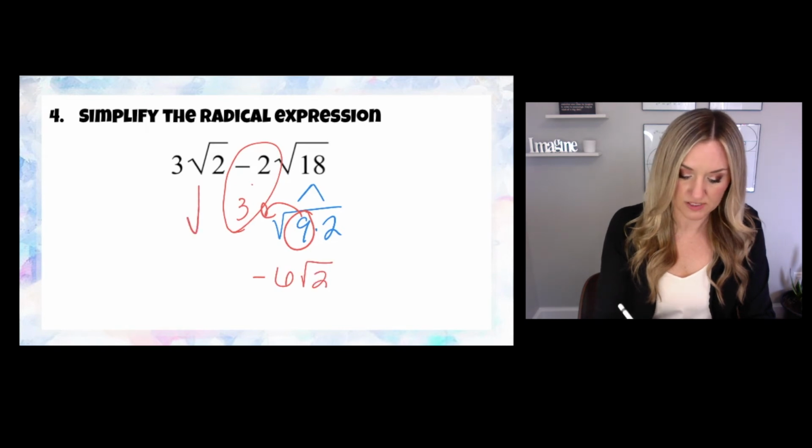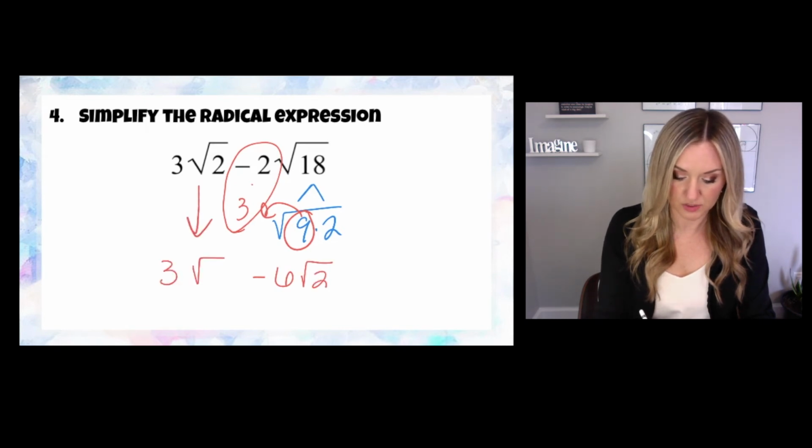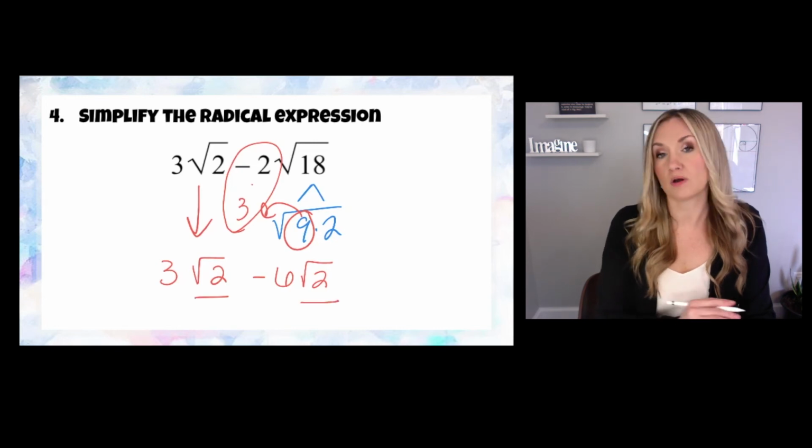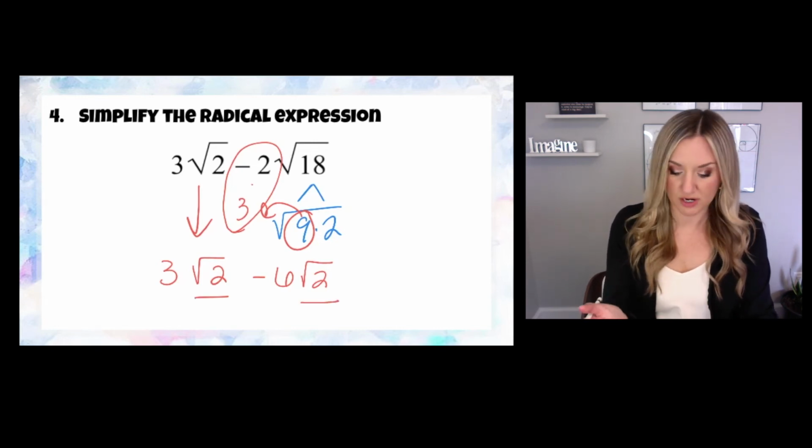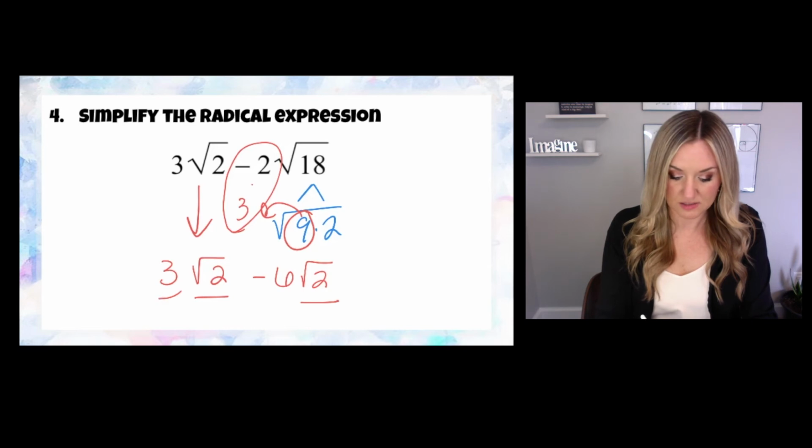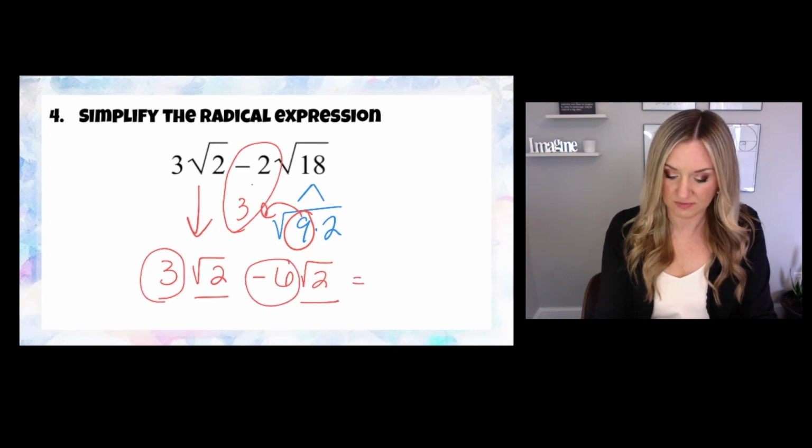And I'm going to bring this one down. This one is 3 root 2. And since they are both root 2's, I can now subtract them. So 3 minus 6, that's going to give us a negative 3 root 2.